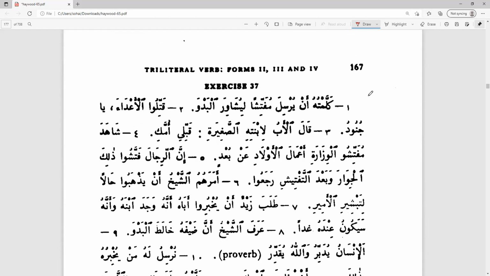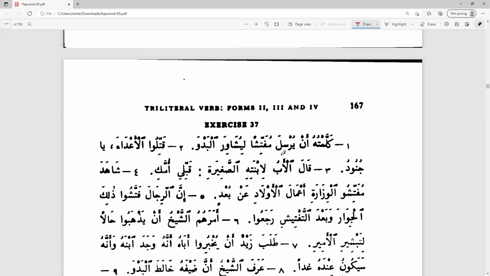So let's do the exercise. Kallamtuhu an yursila mufattishan liyushawira l-badwa. So Sudesh, you want to do that?